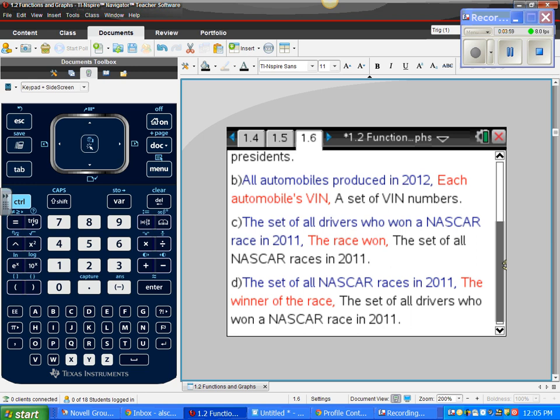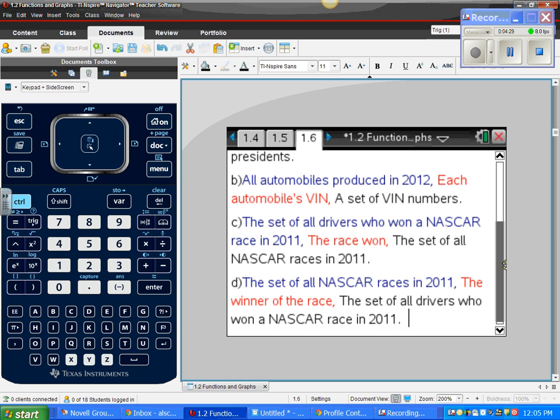So that's a yes. C, set of all drivers who won a NASCAR race in 2011. The race won is your correspondence, and the set of all NASCAR races in 2011. This one's not a function because a winning driver can be paired with more than one race. Okay? Dale Earnhardt Jr. won more than one race. So he'd be paired to more than one.